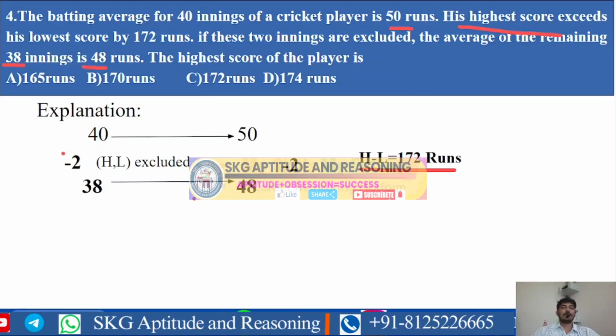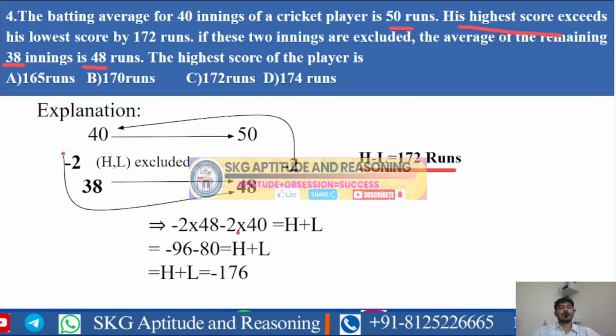Now we are applying the circle method here in order to find the sum of the H and L scores. So minus 2 into 48 minus 2 into 40 will be equal to H plus L. Whatever matches are excluded, that will be the runs of those two matches. As I said in the previous session, why we are getting a negative symbol here: when the weight of a person is excluded or removed from the list, we definitely get the answer in a negative manner. That point we already covered in the previous session.